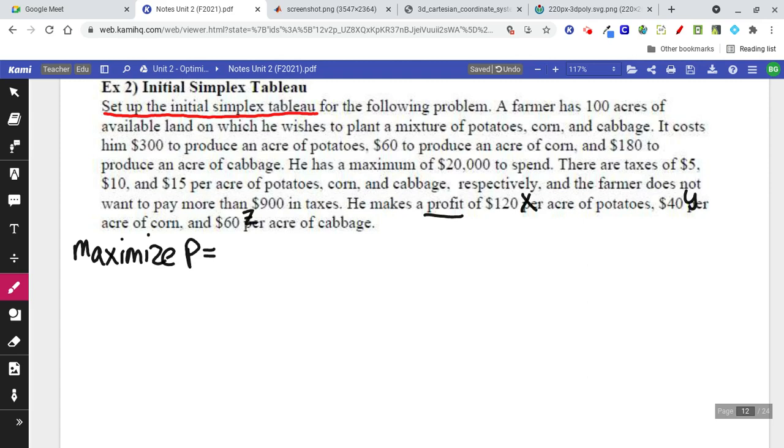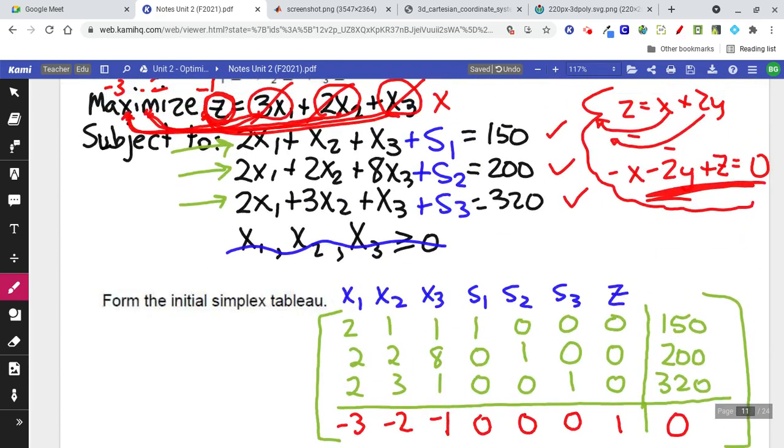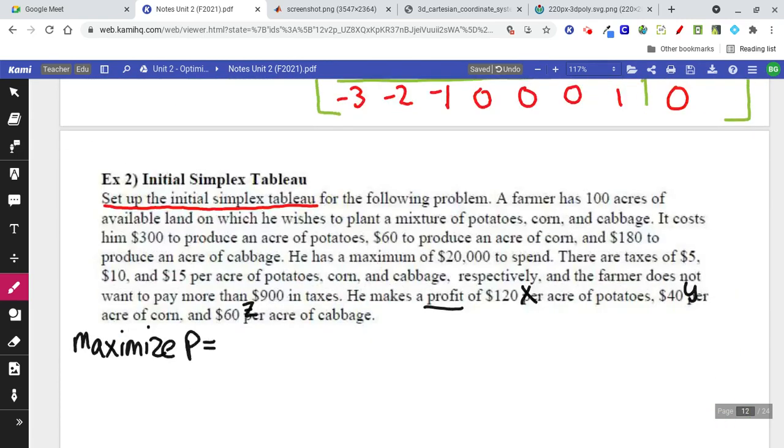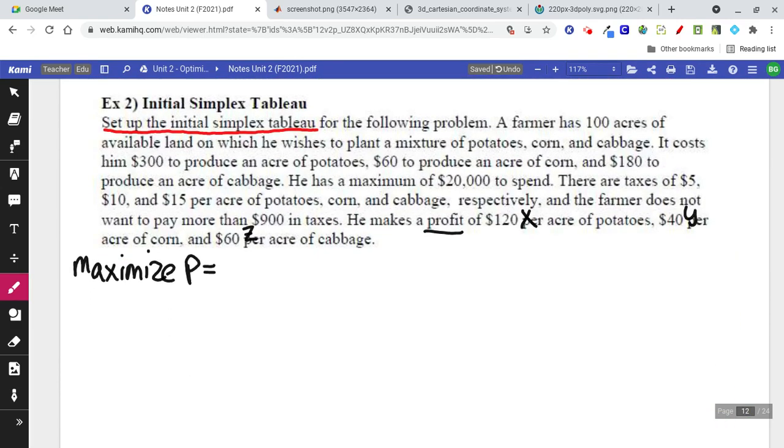So you can use whatever variables you want. If there are 3 variables, I think X, Y, and Z makes sense, unless, of course, you use Z for your objective function. If you use Z for your objective, then you don't want to use Z for one of your variables. But in this case, it doesn't really matter. So we've got 120x plus 40y plus 60z. And then we have to go through and find our constraints. Subject to.